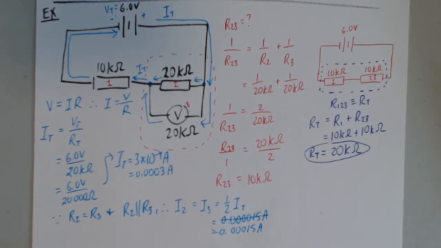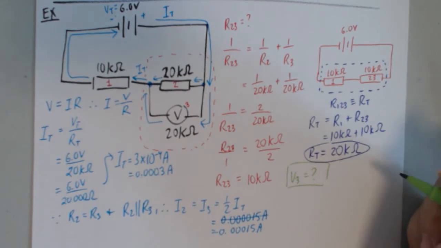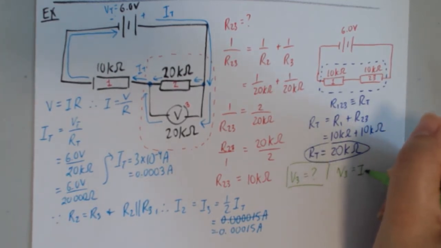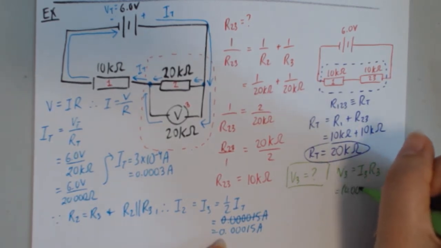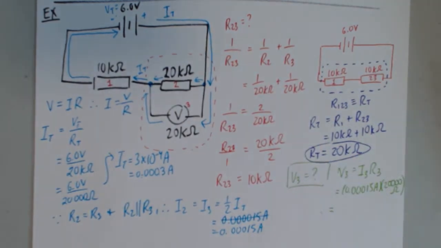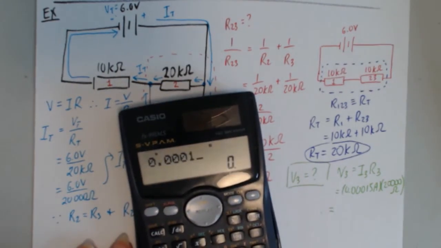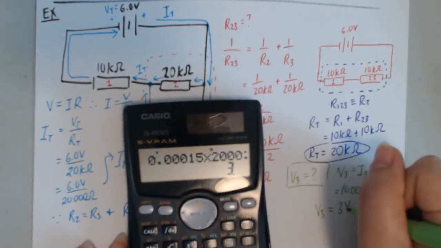In order to find the voltage through those resistors, and specifically we're trying to find the reading of the voltmeter, we're looking for V3. This is what the whole question's been asking for. What's V3? V3, based on Ohm's law, is I3 times R3. I3 is 0.00015 amperes times resistance 3, which is 20,000 ohms. So 0.00015 times 20,000 is 3 volts.